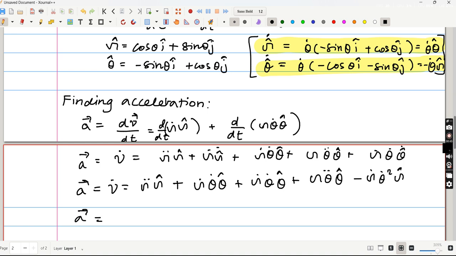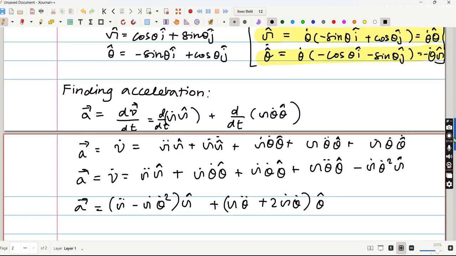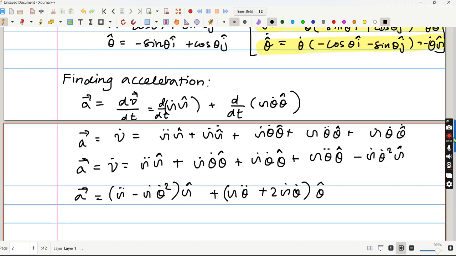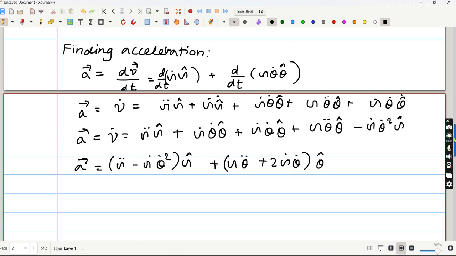So grouping all the r cap terms, you get r double dot minus r theta dot squared, r cap, plus r theta double dot plus 2 r dot theta dot, theta cap. So this is your acceleration in polar coordinates, which is a fairly straightforward derivation. And again, this is the radial component and that is the transverse component.